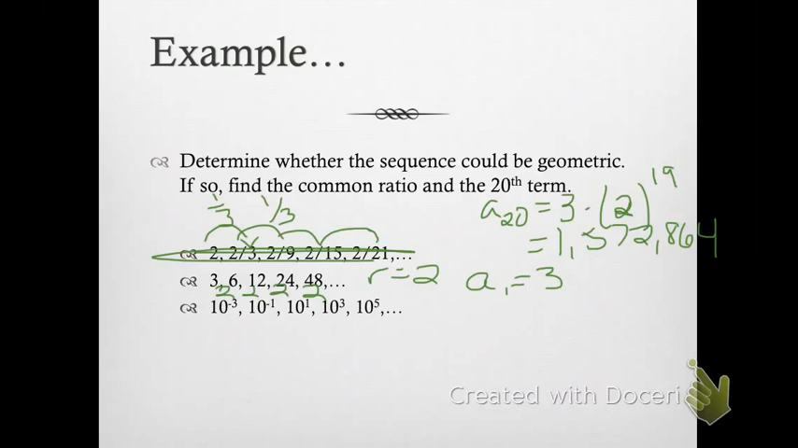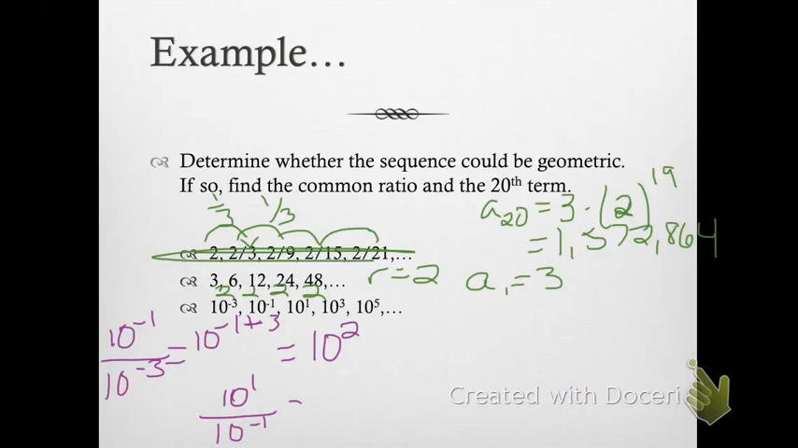For the next example, we need to figure out if it's geometric, and then we'll look for the common ratio. So I want to divide these and see if we get the same quotient every time. So let's take 10 to the negative first divided by 10 to the negative third. That's really the same as taking 10 to the negative first minus negative 3. So the ratio between them is 10 to the second. If I do that again and subtract the exponents, I'm going to get 10 to the second again, so that's my common ratio.